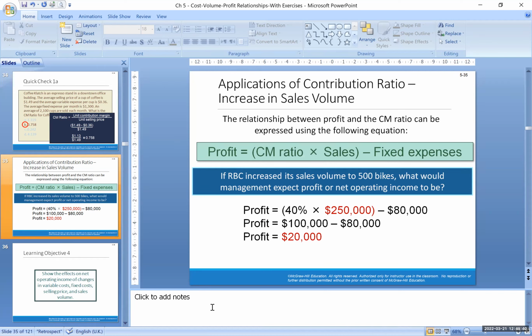The application of the contribution ratio to an increase in the sales volume, we will explain in the next lecture in learning objective number 4. So let's stop here, at the beginning of learning objective number 4.